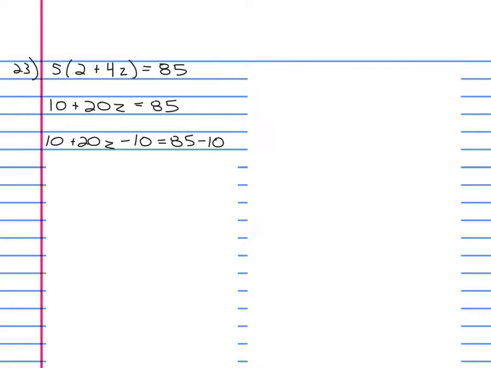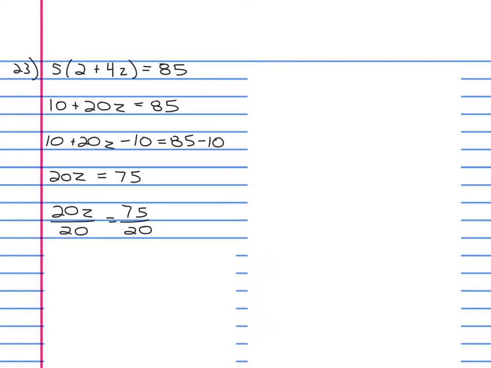Okay, now we simplify. These two things are inverse operations. The point of doing this minus 10 is to undo this, cancel it out, and of course then we need to simplify this side as well. So we get 20z equals 75. Now z is being multiplied by 20, and the inverse operation for times 20 is divided by 20. So we divide both sides by 20, and this becomes 20 over 20, or 1z.